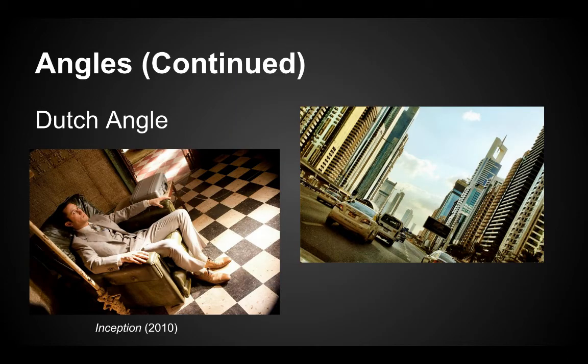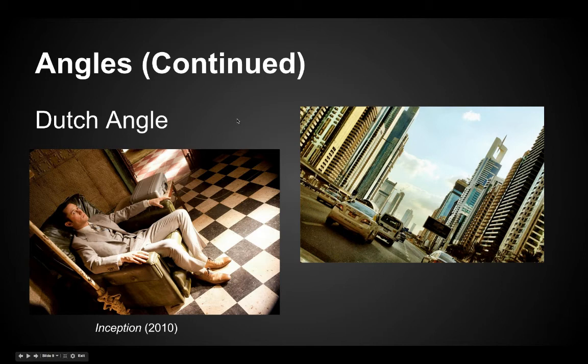Another angle, it's called a Dutch angle. This is from the movie Inception, if you've ever seen that. So look at it. It's a little bit askew. It's not just shooting it on level. It's tilting the camera literally. So it looks like everything is slanted to one side.